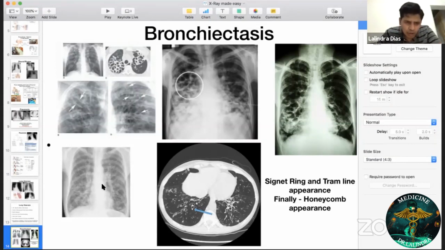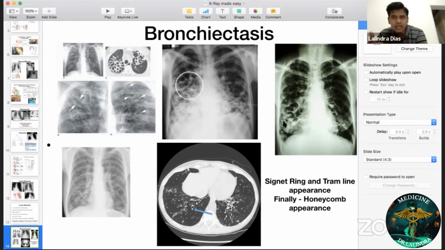So this is another bronchiectasis. You can see multiple honeycomb shadows. This is another X-ray which shows advanced bronchiectasis with honeycomb shadows. So a lot of cystic areas. You know, in a honeycomb you get these hole-like areas, cystic areas. So you can see these cystic areas, or a honeycomb appearance, in the chest X-ray. This is another honeycomb appearance of chest X-ray in a patient with bronchiectasis.